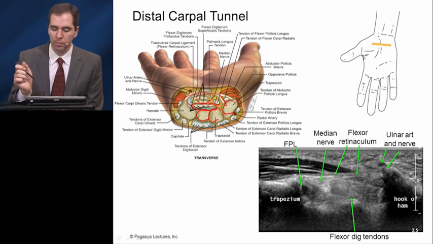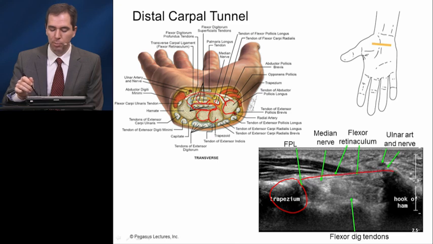So in the corresponding ultrasound image, which is the mirror image of this graphic, we have the trapezium on the left, and connecting to the hook of the hamate by means of the transverse carpal ligament or flexor retinaculum. The median nerve is located closer to the trapezial side, flexor digitorum tendons, and then flexor pollicis longus tendon is over here.